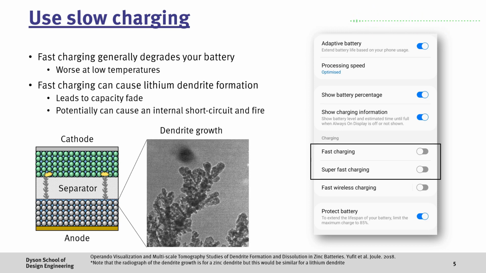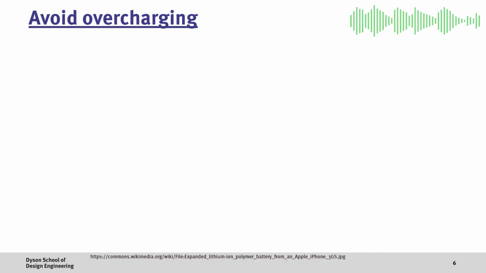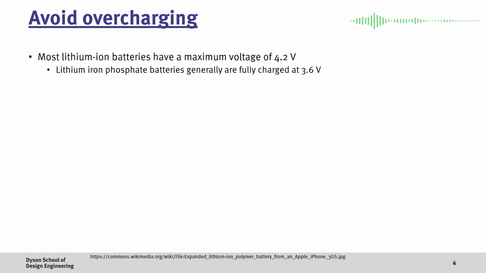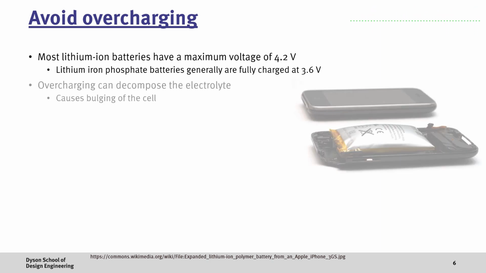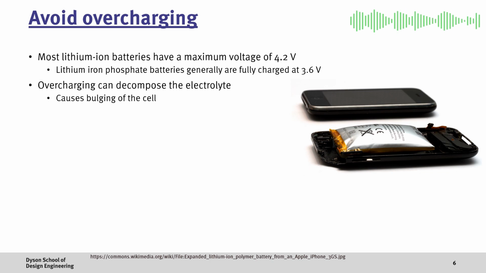Next, if you're developing your own battery packs, one of the things you need to avoid is overcharging your batteries. For most lithium-ion batteries, they have a maximum voltage of 4.2 volts, but if you're working with lithium iron phosphate batteries, this will be lower at about 3.6 volts. The reason for this is that if you overcharge the batteries, this can cause the liquid electrolyte in the battery to decompose, which is often the reason why some batteries become inflated. If this happens, you should stop using the device and dispose of it safely.